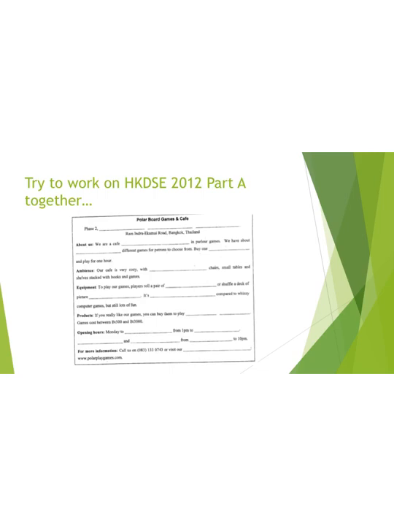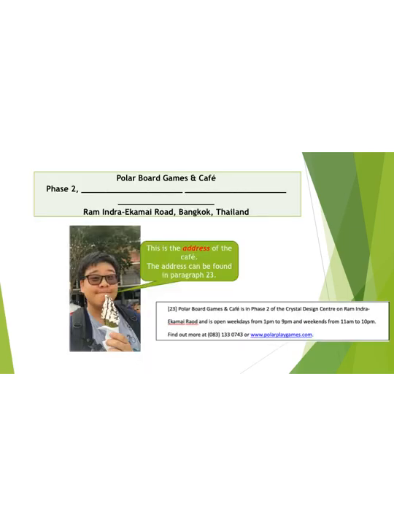In this video, I will work on HKDSE 2012 Part A with you. Let's work on it step by step. Firstly, you can see Polar Board Games and Cafe, Phase 2, blank, blank, blank, Ram Indra Ekamai Road, Bangkok, Thailand. Obviously, this is the address of the cafe, and the address can be found in paragraph 23, as shown in the same slide. So the blanks should be Crystal Design Center.